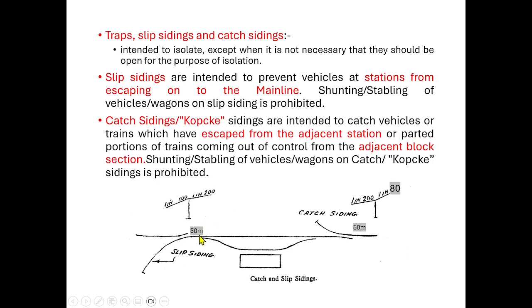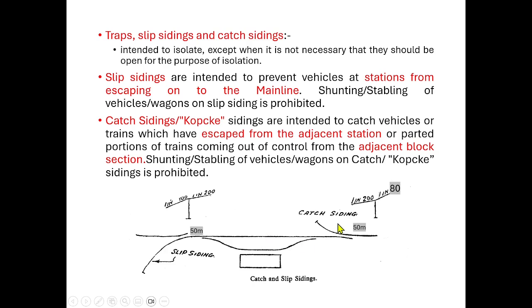this is your station yard, and after that sometimes you may have steeper gradients. If that is the case, what will happen? Sometimes a mistaken vehicle may go into the block section. To avoid that, we provide a slip siding, so that instead of going and infringing on the block section, the slipped vehicle, the escaped vehicle, will be received in the slip siding. So that the major mishap can be avoided.